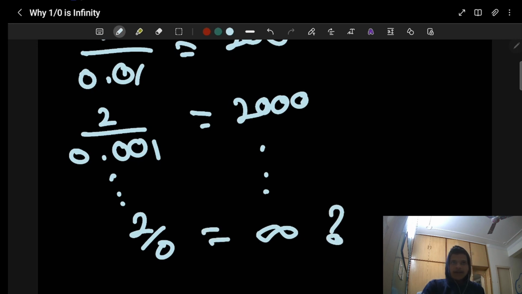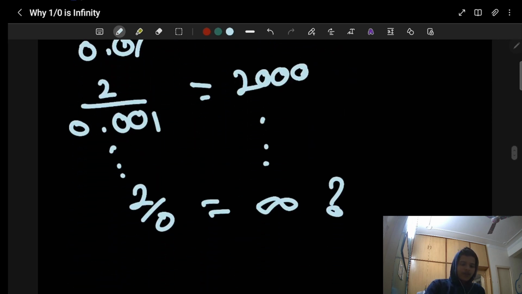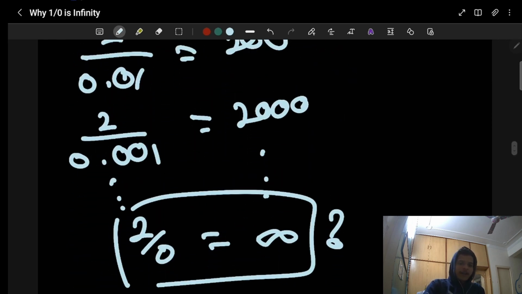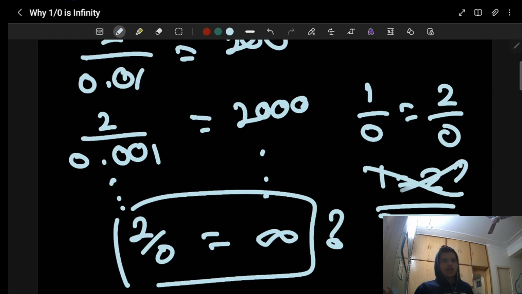So if we just proved that 1 upon 0 is equal to infinity, and 2 upon 0 is equal to infinity, here Eddie argues that that means that 1 upon 0 is equal to 2 upon 0. And that just means that 1 is equal to 2, right? But we know that this is a fact, 1 is not equal to 2. So where exactly do things start to fall apart?